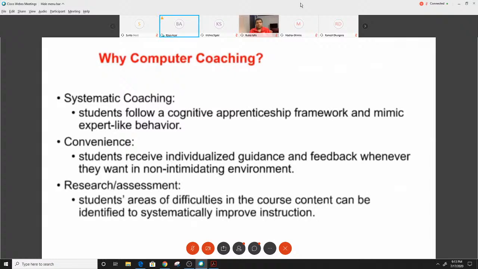And then for research and assessment, it has some value, because students' areas of difficulty, not only in problem solving, even in physics, can be identified if we look at how students interact with the computer in answering the questions. So we can improve our instruction.